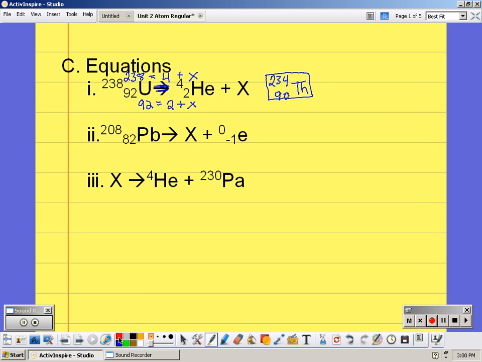Now also in this I can tell that this was alpha decay, and I know that this is alpha decay because this helium isotope represents alpha.